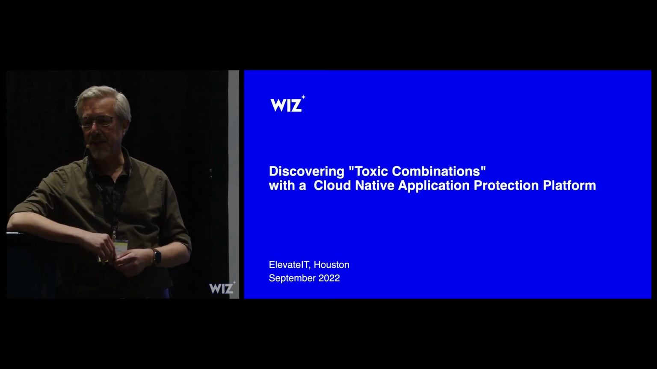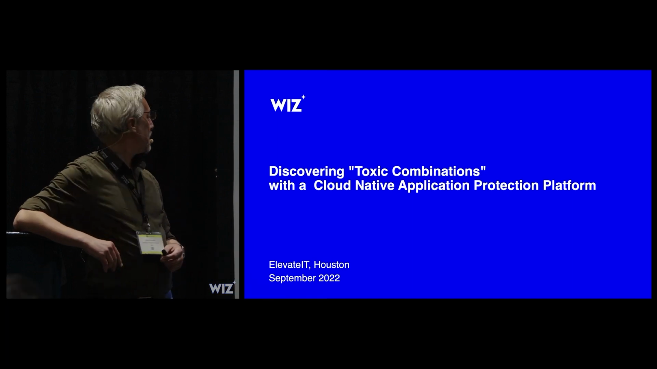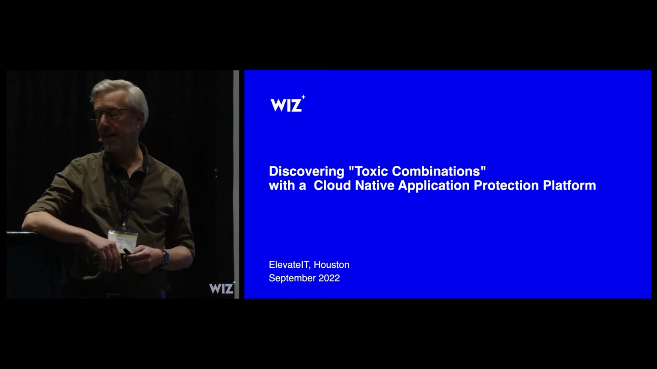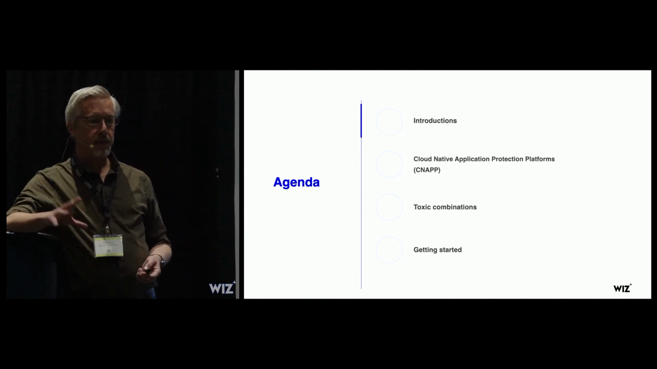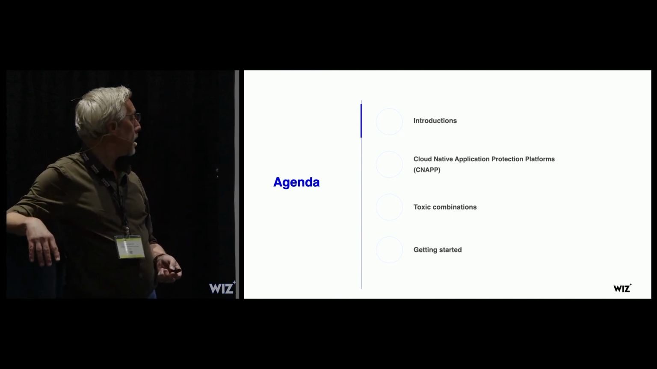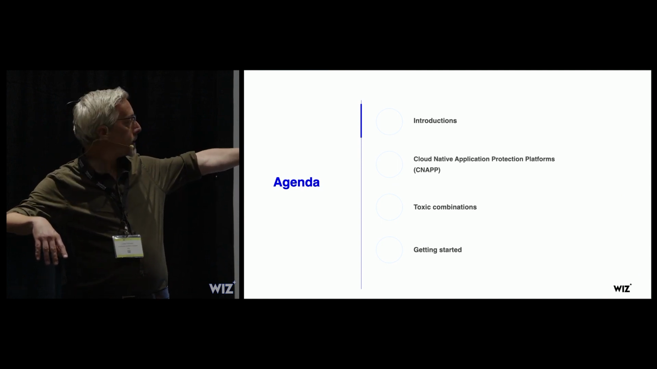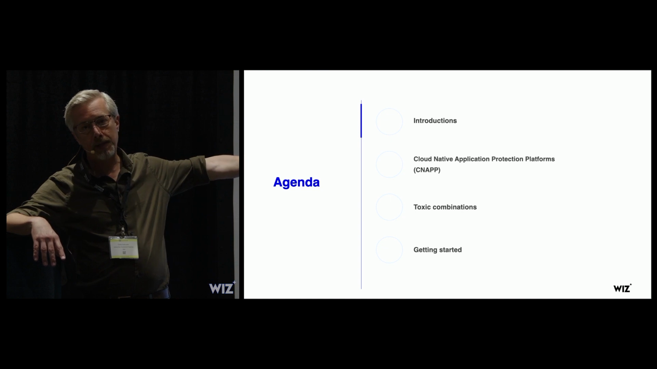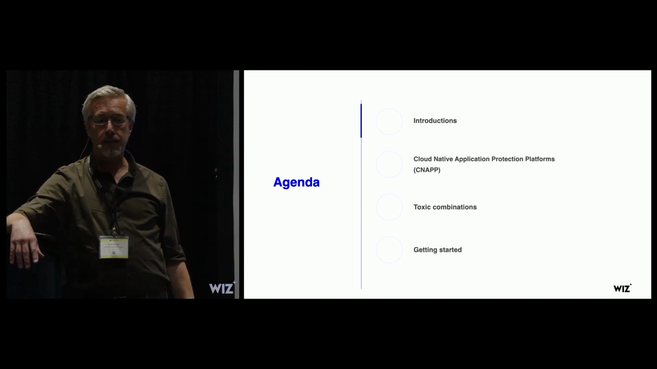So I'm going to help you find the worst risks. Actually, I'm going to define a lot of things too. But let's get going here. First, I'm just going to introduce myself. I'm going to figure out who you all are. There's where worst risks comes in, is I'm going to describe what a cloud-native application protection platform is, talk about toxic combinations, and how to get started with this stuff.